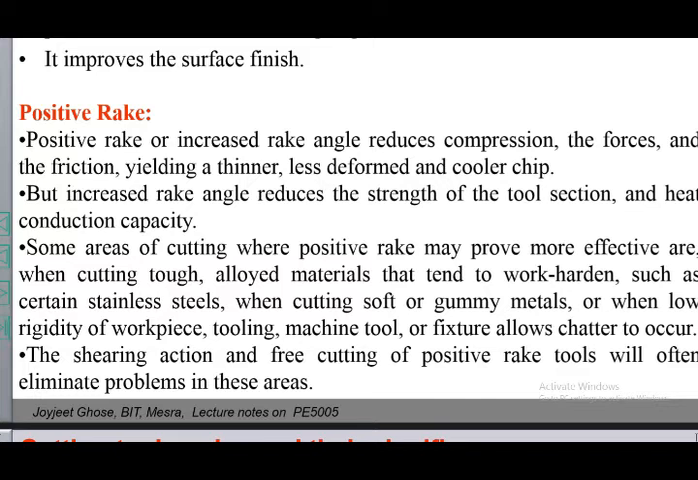Some areas where positive rack may prove more effective are when cutting tough and alloyed materials that tend to work harden, such as certain stainless steels, when cutting soft or gummy metals, or when low rigidity of the workpiece, tooling, machine tool or fixture allows chatter to occur. The shearing action and free cutting of positive rack tools will often eliminate problems in these areas.